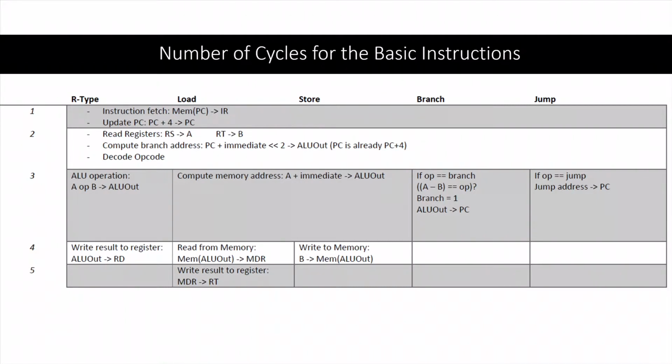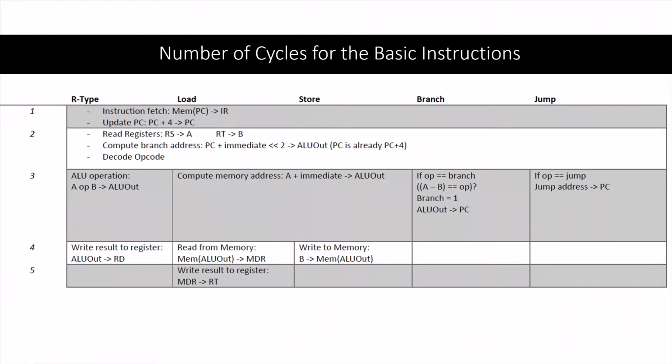As for store, in the third cycle, the memory address is computed, and then in the fourth cycle, the data in register B is written into the address of the ALU out, so the address that was computed in the previous step.